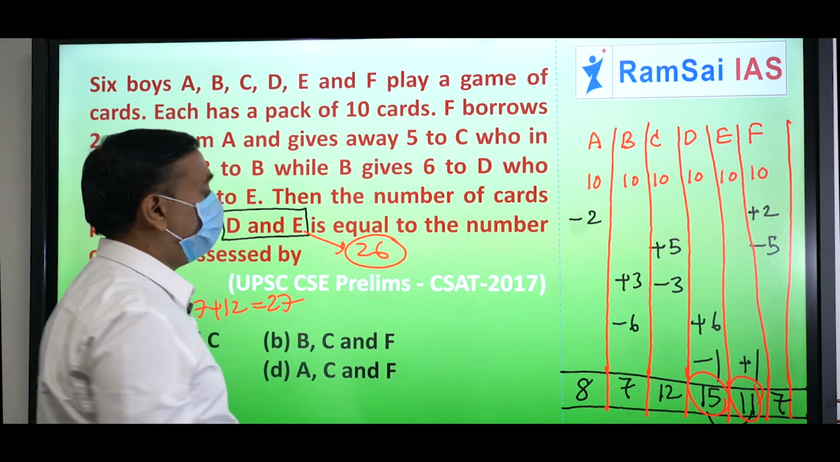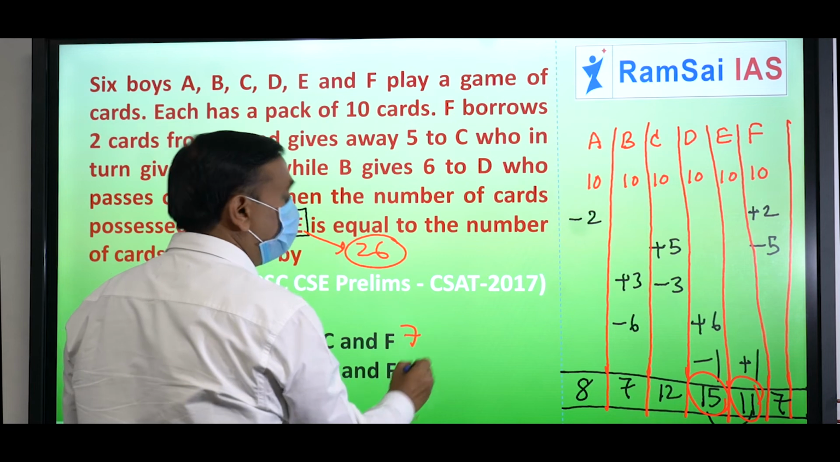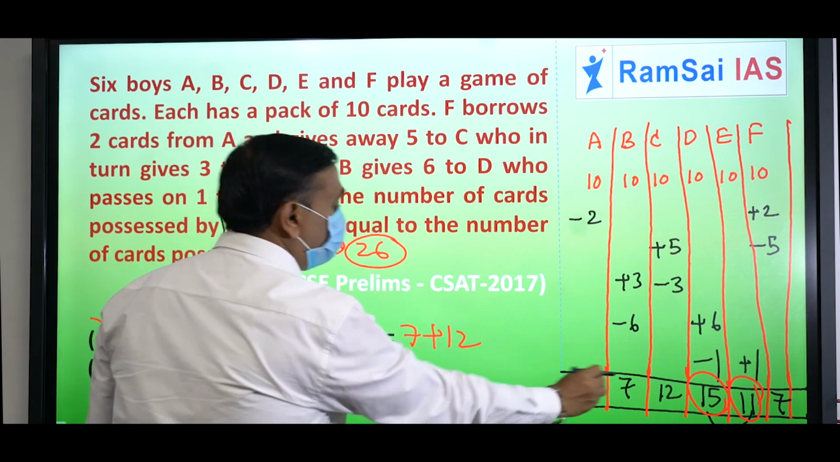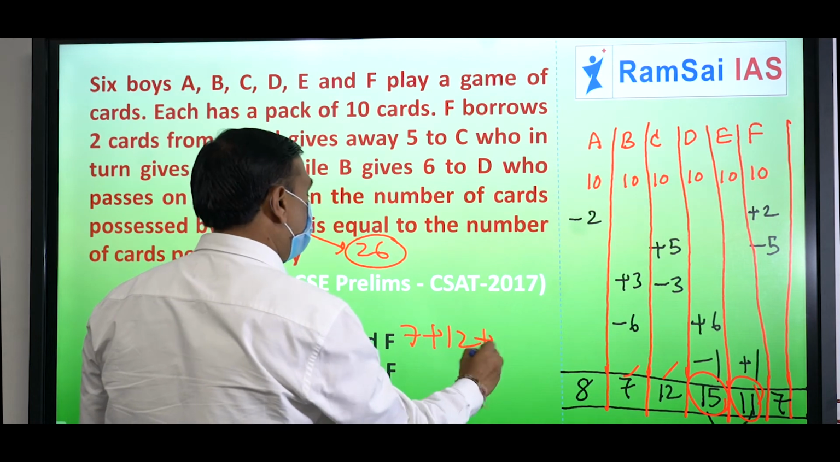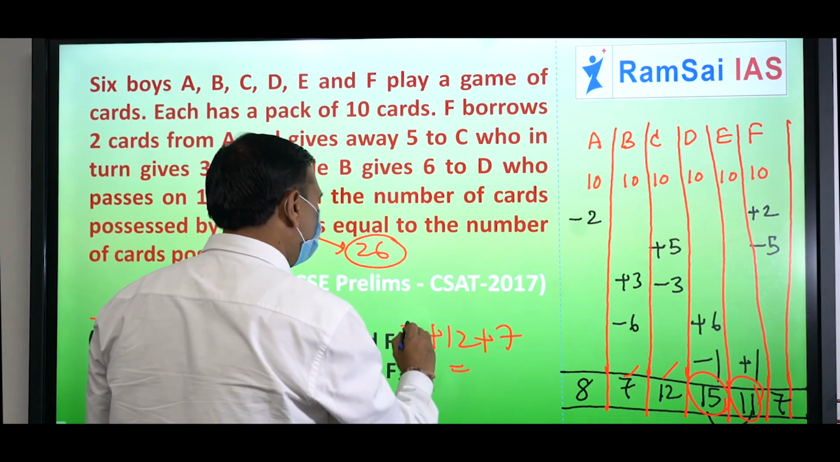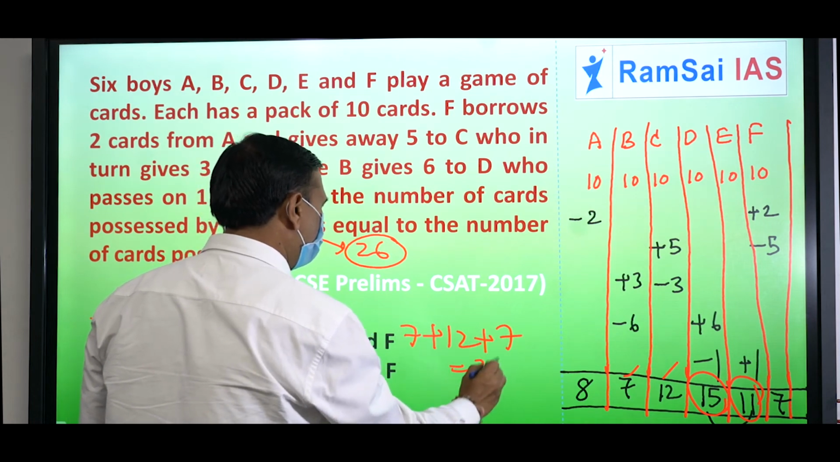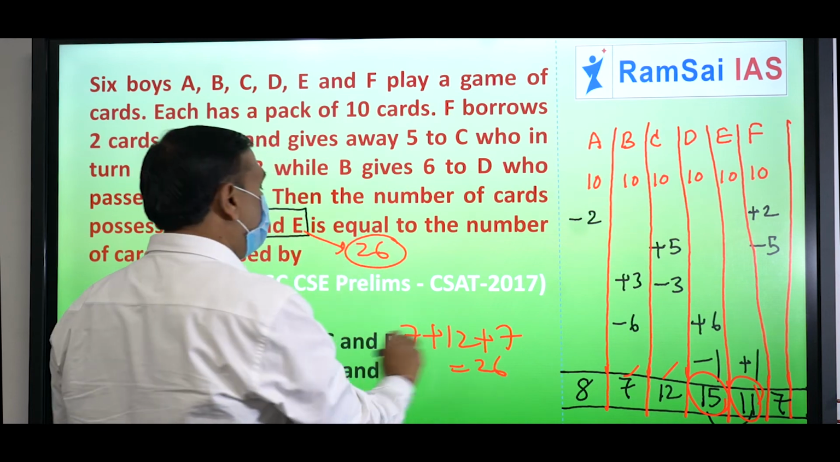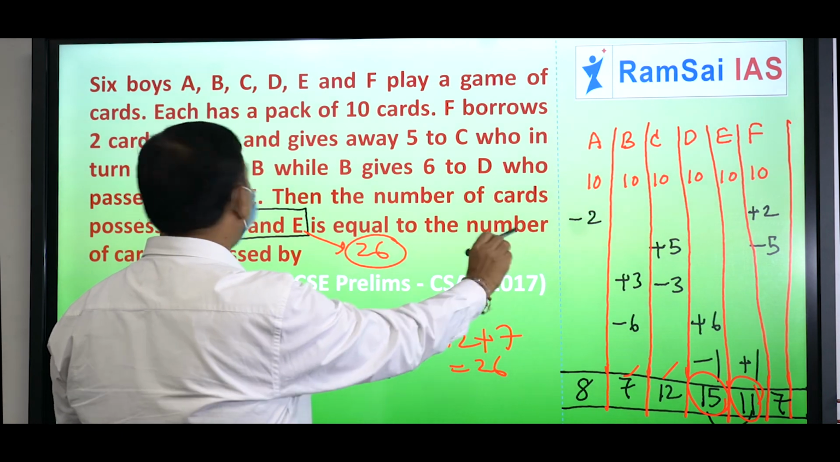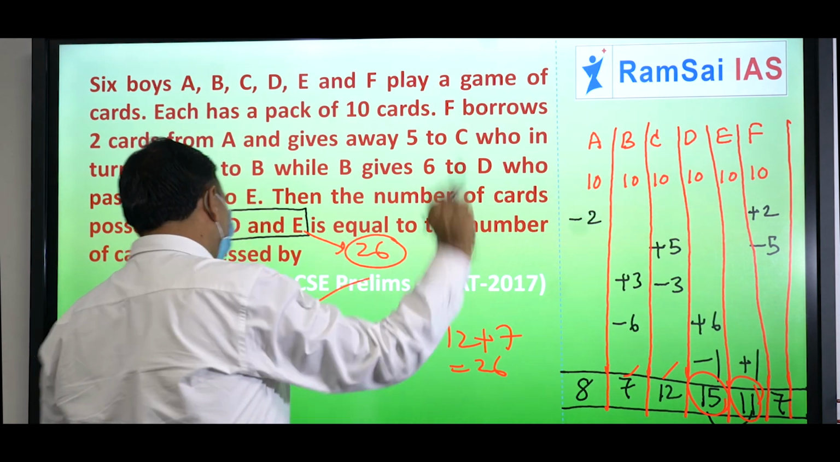B, C and F. B is 7, C is 12 and F is 7. That means 7 plus 7 is 14, 14 plus 12 is 26. So D and E possess 26, and B, C and F possess 26, which is equal to the number of cards possessed by B, C and F. So this is the answer.